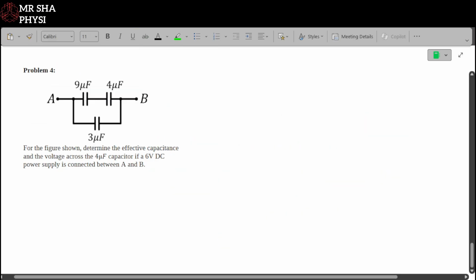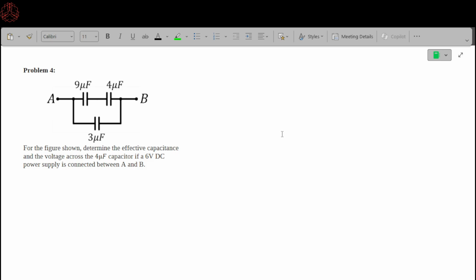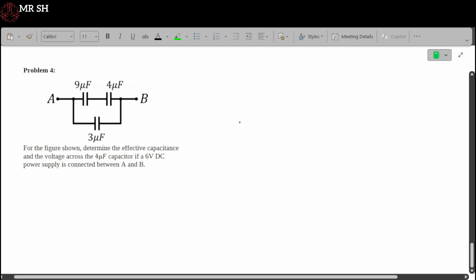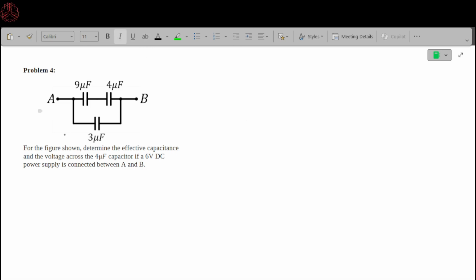Okay, so we are at problem 4, which is going to be the last problem in this video. So let's just begin by reading the question. For the figure shown, determine the effective capacitance and the voltage across the 4 microfarad capacitor if a 6 volts DC power supply is connected between A and B. Okay, so I guess the first thing you want to do is actually to find the effective capacitance. So let's look for the effective capacitance.